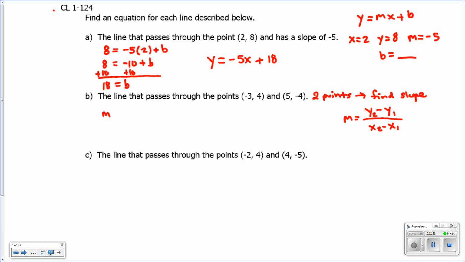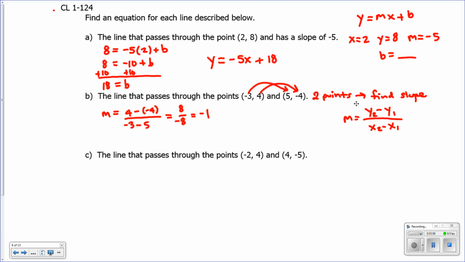So let's do that. M equals, I'm going to do 4 minus -4. That means I also have to do -3 minus 5. I can't do 5 minus -3. That doesn't work. You have to do from the same point, go in the same order. So 4 minus -4 over -3 minus 5. 4 minus -4 is 8. -3 minus 5 is -8, which gives us -1 for our slope.